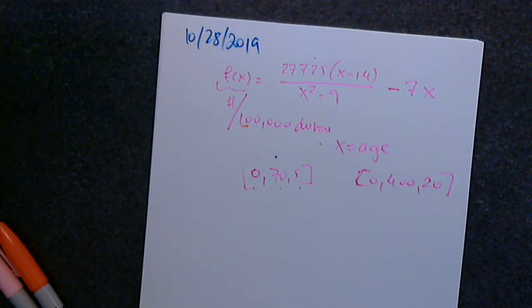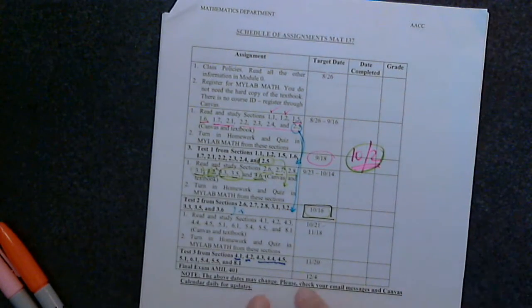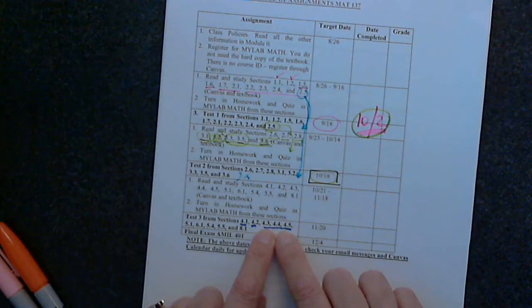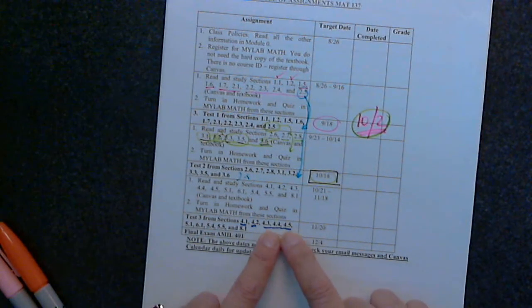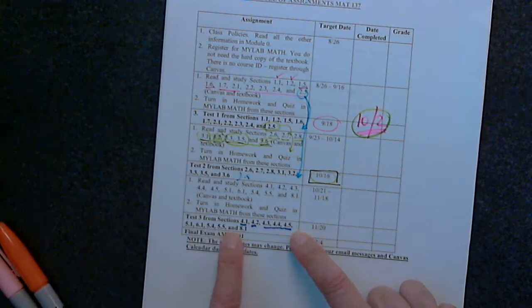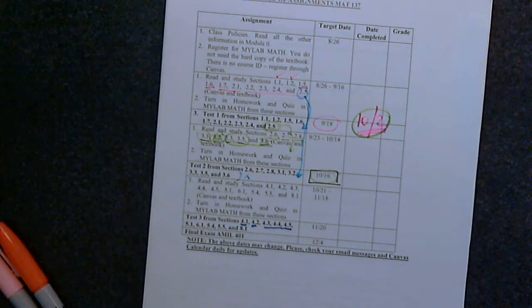Okay, so here's where we are again. We are finishing hopefully 4.4 today, and we're going to start hopefully 4.5, and then we have these 5 sections left before we take test 3.